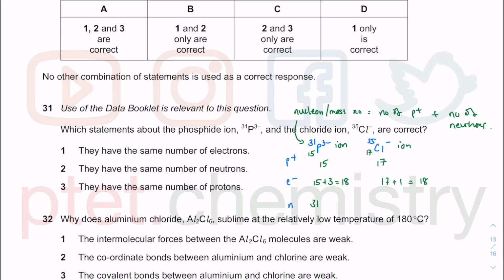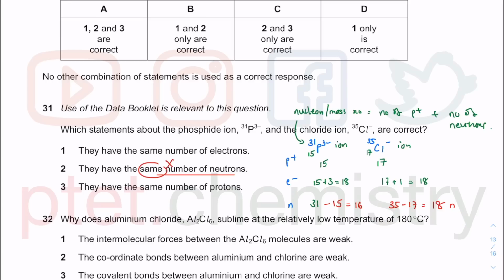number of protons. Therefore, to work out the number of neutrons, we have to take away the smaller number from the bigger number. We have 16 neutrons there. 35 minus 17, I get 18 neutrons there. So which statements are correct? Let's check number 2. Same number of neutrons. Well, 16 neutrons there, 18 neutrons there.